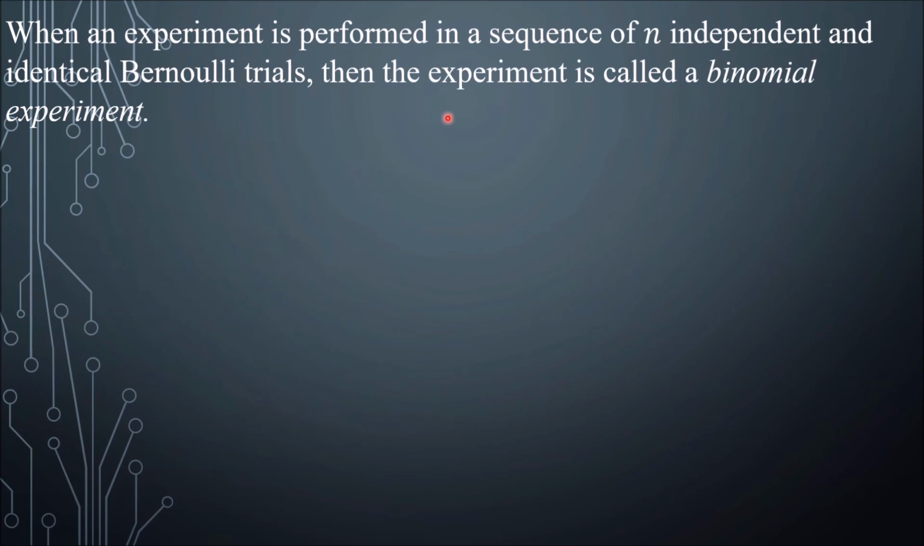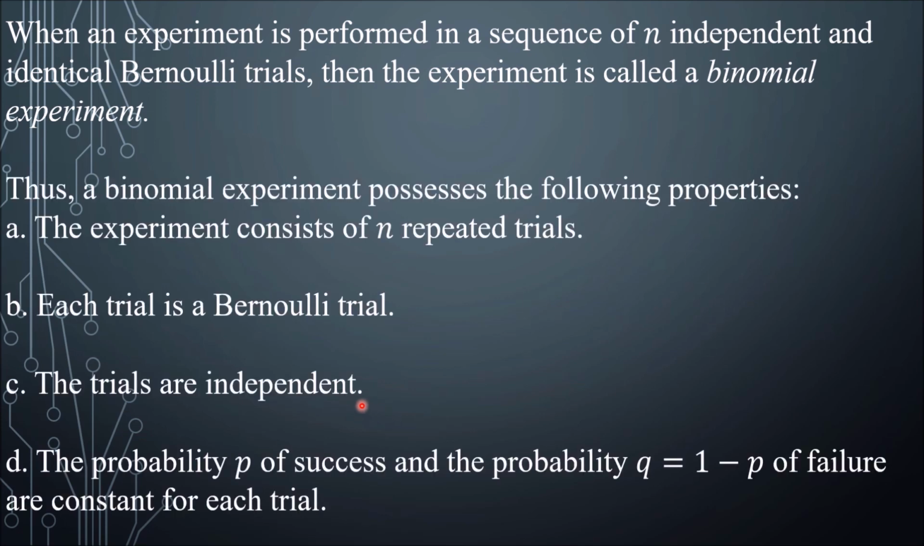When an experiment is performed in a sequence of n independent and identical Bernoulli trials, then the experiment is called a binomial experiment. Thus, a binomial experiment possesses the following properties. The experiment consists of n repeated trials. Each trial is a Bernoulli trial. The trials are independent, and the probability P of success and the probability Q, which is equal to 1 minus P, of failure, are constant for each trial.